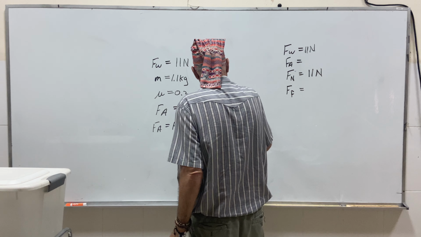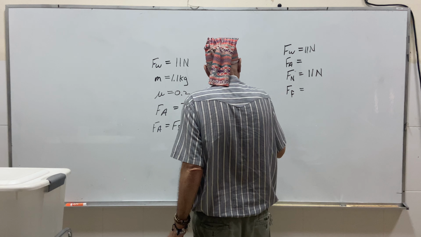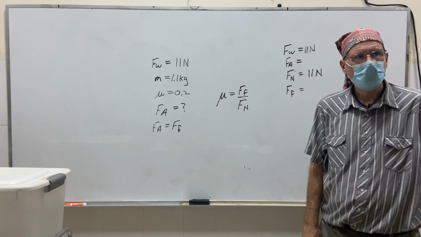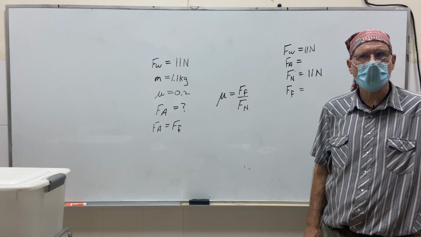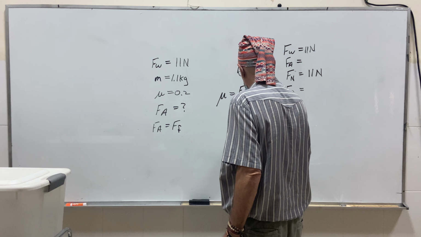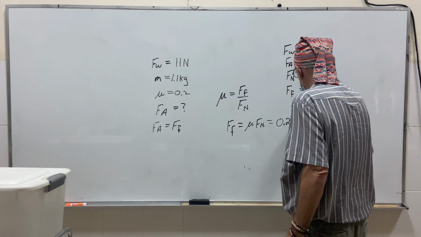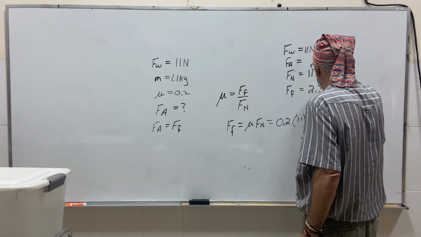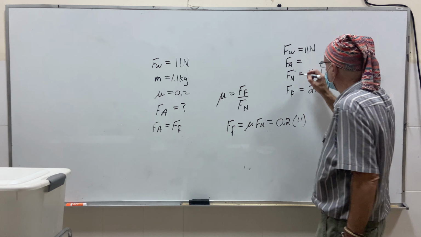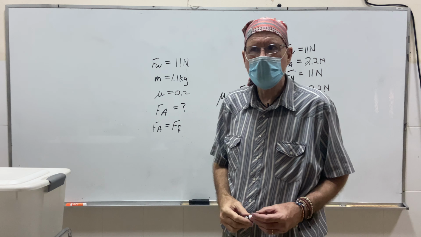And I know that mu, the coefficient of friction, equals the friction over the normal. So the friction is going to be mu times F_N, which is 0.2 times 11, which is 2.2 newtons, correct? Yes. Which is actually the same as the applied force. Clear?